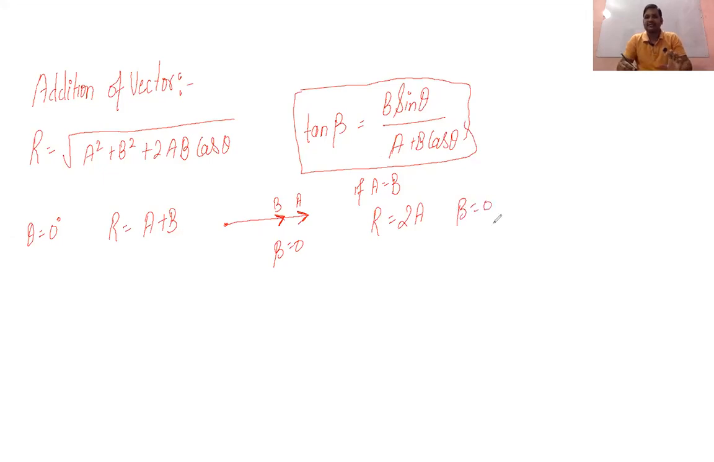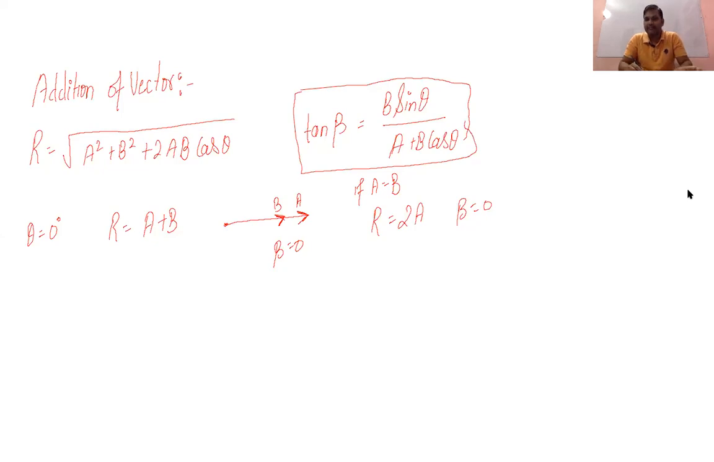So these things should be in your mind while solving the questions, and this should be remembered by you. Don't forget, whenever I say there are two vectors acting at 0 degree, then you have to say these are going to add by the algebraic method of addition.